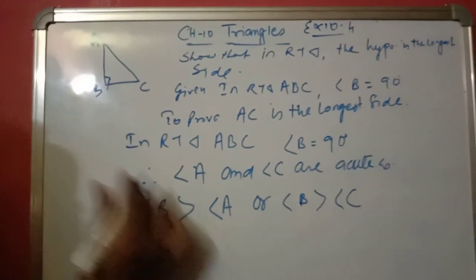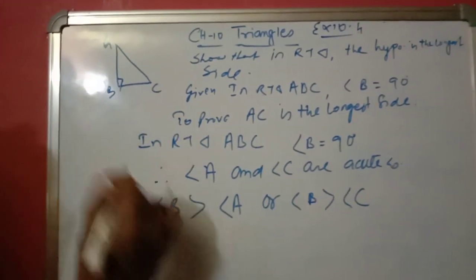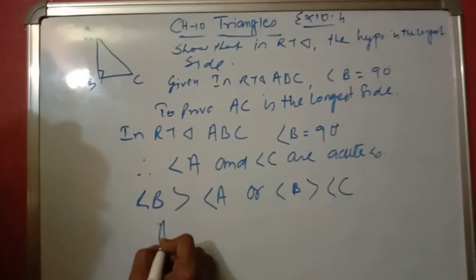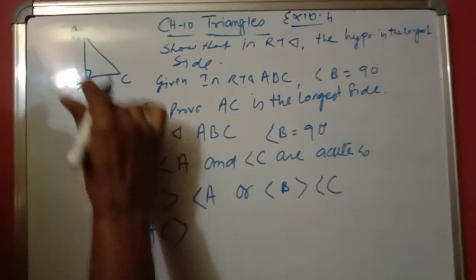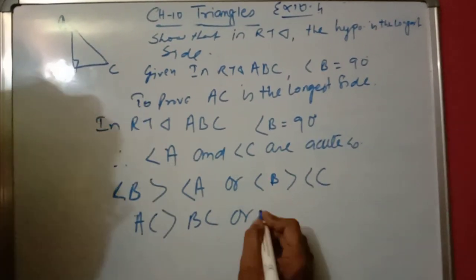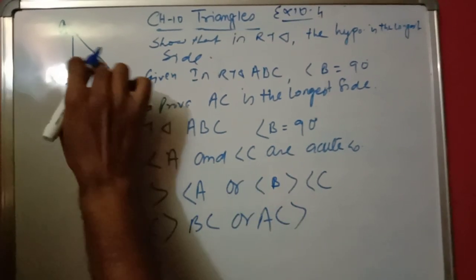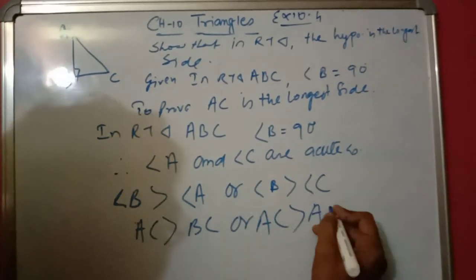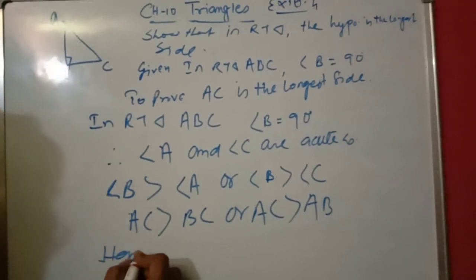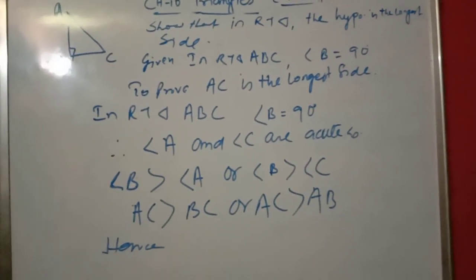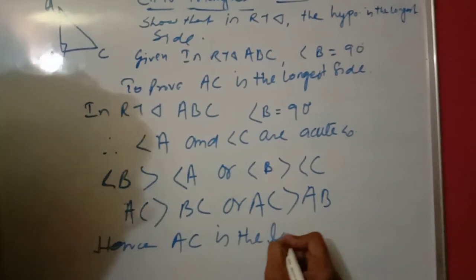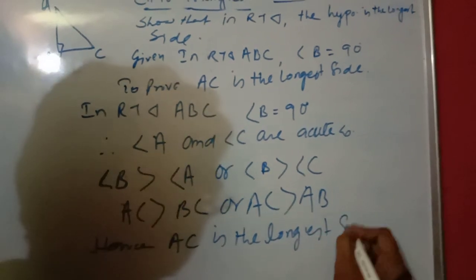So AC, opposite of angle B, is AC. AC is greater than AB, the side opposite of angle C. So hence AC is the longest side.